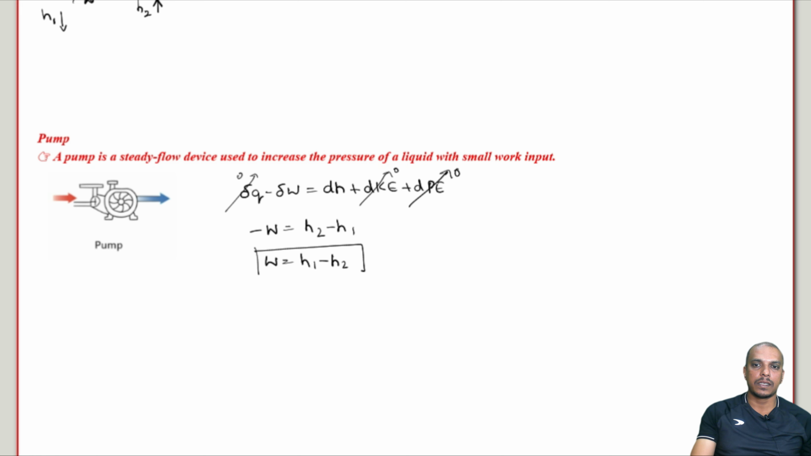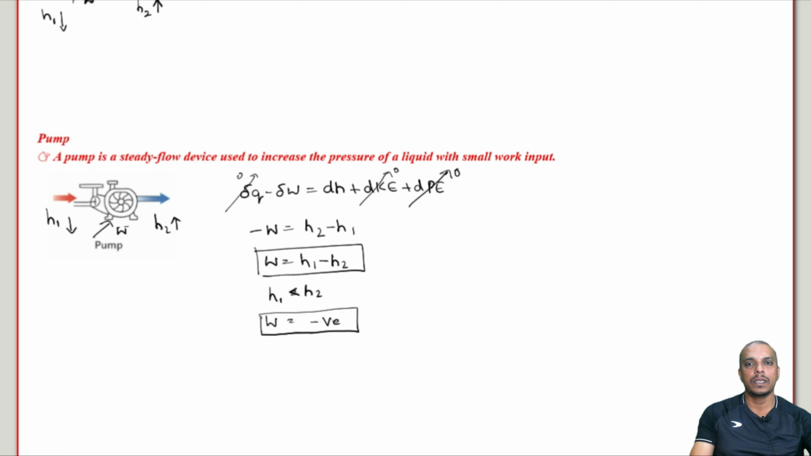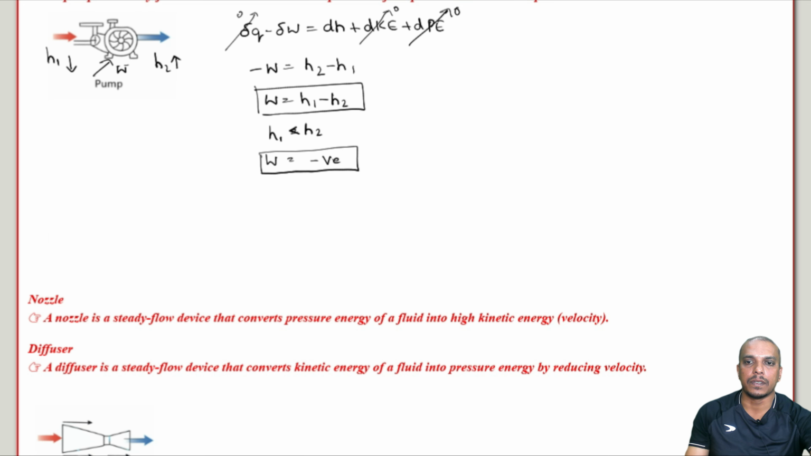Now, this is the same as the last. We are giving work, whereas H1 is lesser here, H2 will be higher. So, what is our conclusion? H1 is lesser than H2. So, W will be negative. So, it is a work absorbing device. Obviously, work transfer will be negative for a work absorbing device.